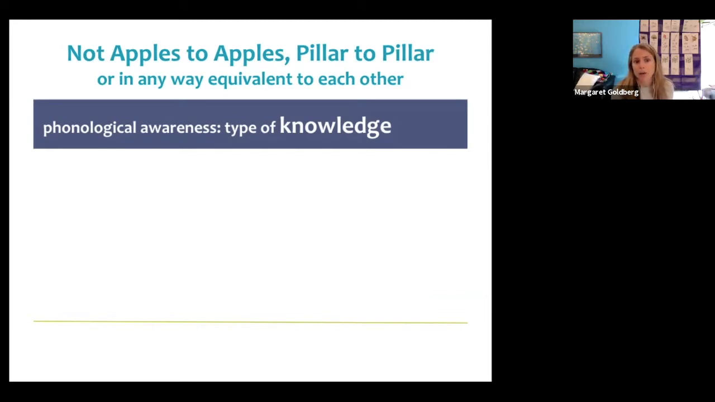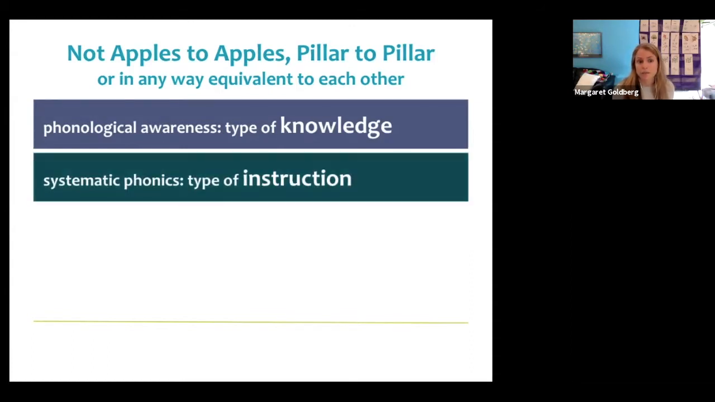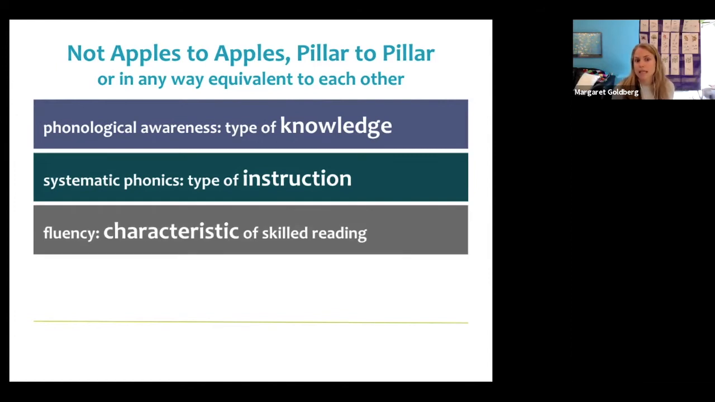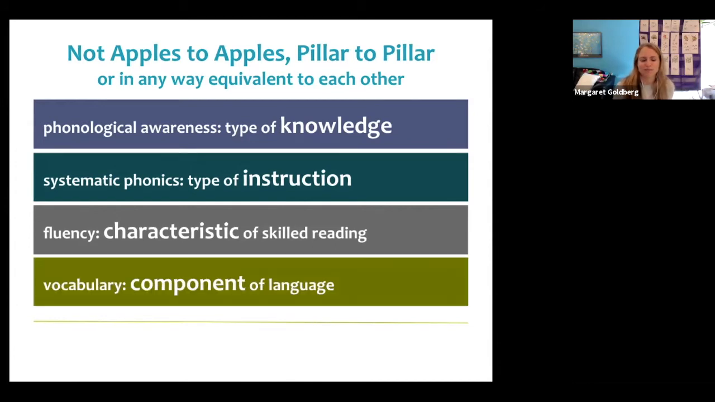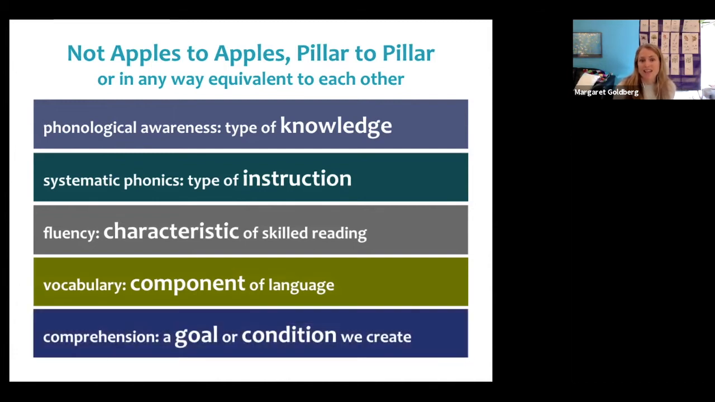phonological awareness is a type of knowledge that our students need to have. Systematic phonics is a type of instruction that we need to deliver. And then fluency, that's a characteristic of skilled reading. It's the symptom of having mastered your phonics, and having some good prosody comes from your language comprehension. Vocabulary, well, that's a component of our language. And then comprehension, that's the goal for all of this work. That's the condition that we're striving to create through high quality instruction.